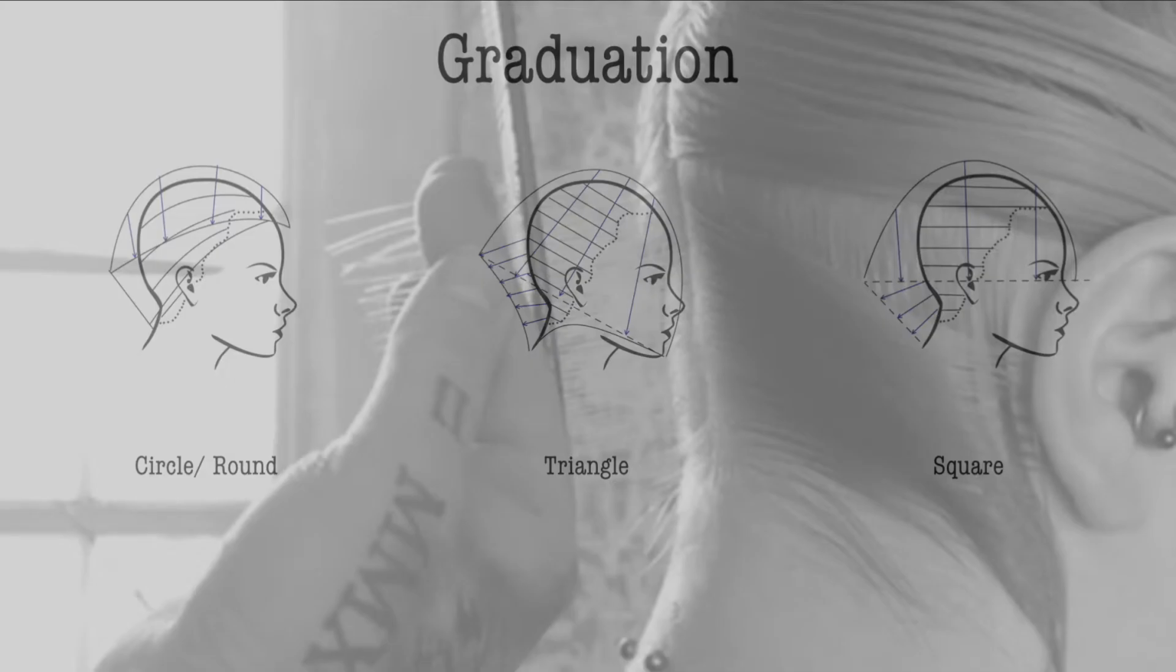Graduation is building weight. There are 2 main ways of doing this: true graduation, which gives a steady and consistent build-up of weight, or stationary graduation, which is kind of a sudden, immediate build-up of weight. We have layering. Layering is about removing weight and creating movement and texture within our shape.